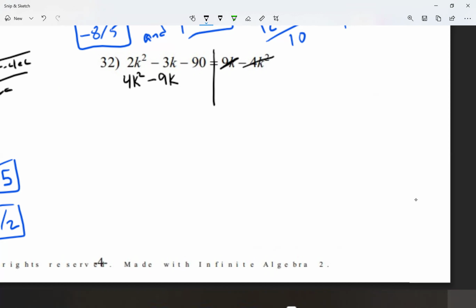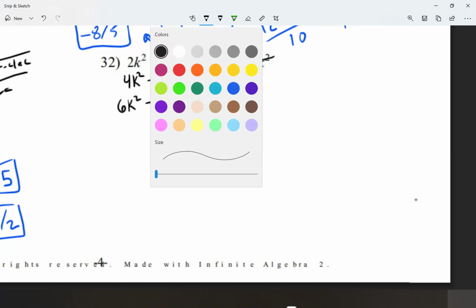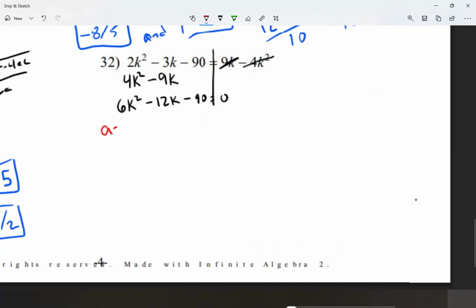When I combine my like terms, I happen to get 6k squared minus 12k minus 90. All this is equal to 0. So that means that my A value is 6, my B value is negative 12, and my C value is negative 90. Kind of big numbers, but we have a calculator, so not a big deal.